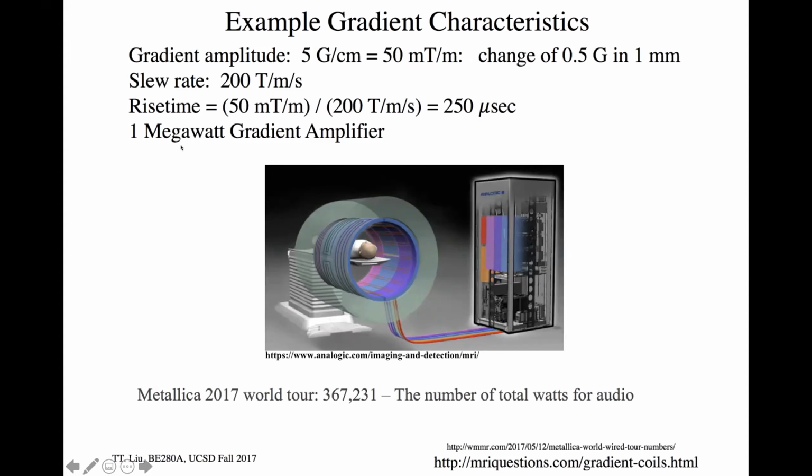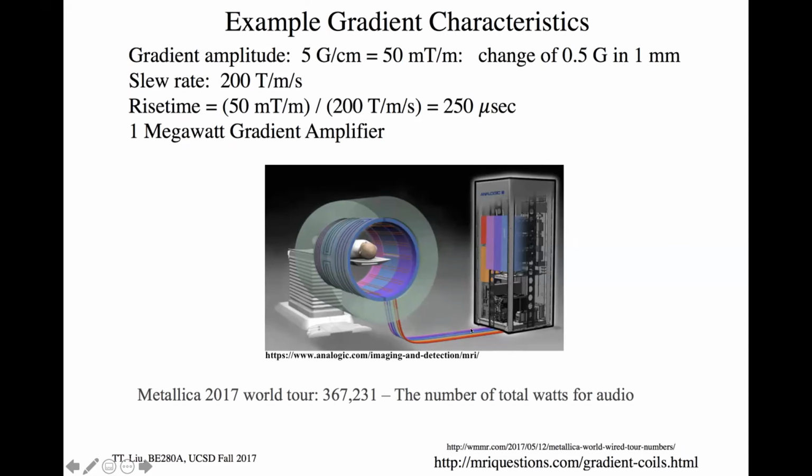They put out now a megawatt of power, right? Nobody's an audiophile anymore, but when I was in high school, if you had like a 250 watt amplifier, you were pretty cool, and it made really great sound. But we're talking a megawatt here, and in the Metallica 2017 World Tour, they used 367 kilowatts. So take that, Lars. We got a lot more power.